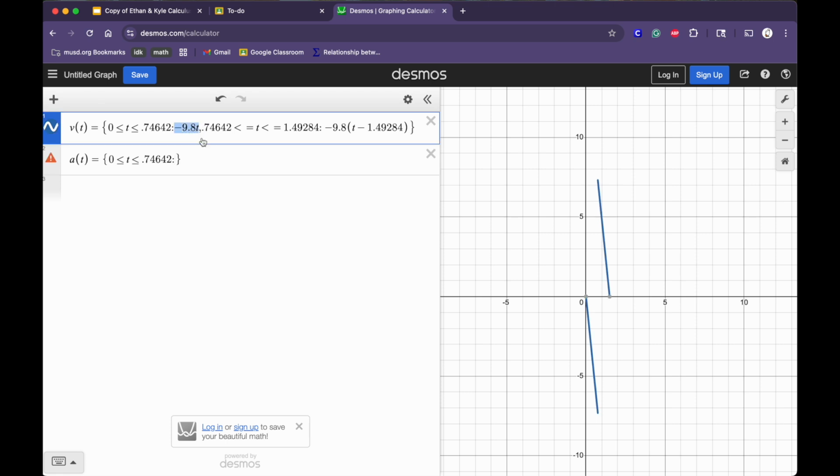And to take the derivative, we multiply whatever the exponent is, bring it down, multiply this guy right here, and then we subtract the exponent by 1. So this gives us negative 9.8. Then we go on to the second part of the piecewise function, right here. Now, this one's a little different.